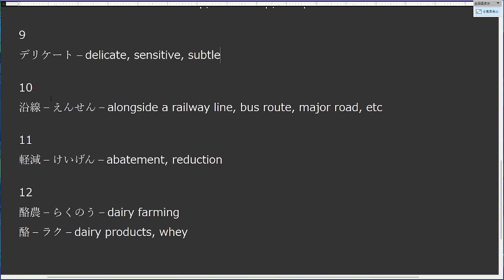Number 10 is ensen. En on the left side for following along something like a beach or a railway, and sen on the right side for a line, indicating the railway itself, a bus route or a major road. So this is following along some kind of geographical line. Ensen is following along a line, usually when talking about a geographical line, like a railroad, main road, or a shoreline, I'm sure.